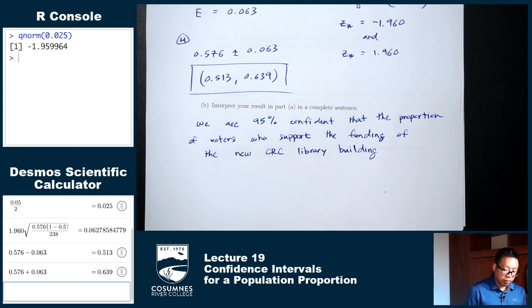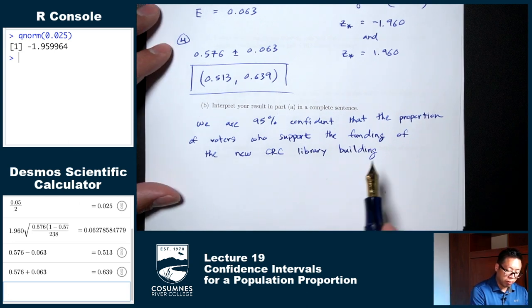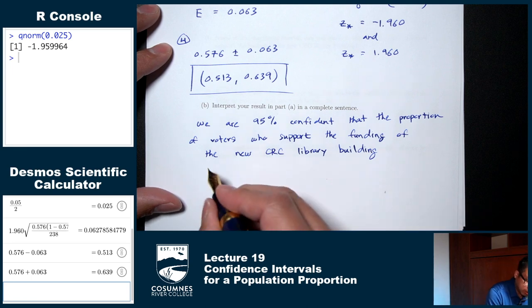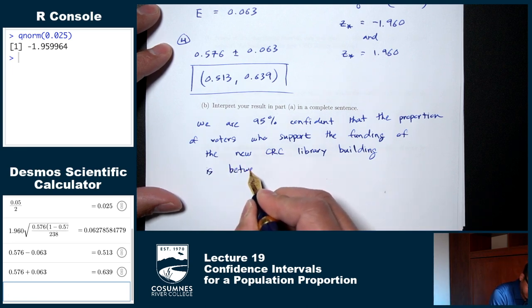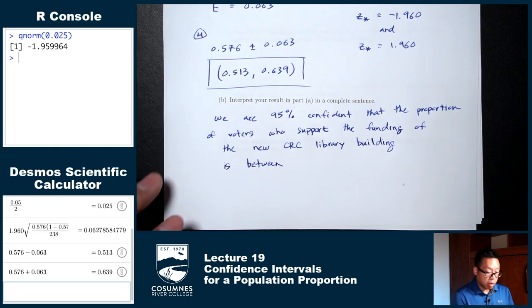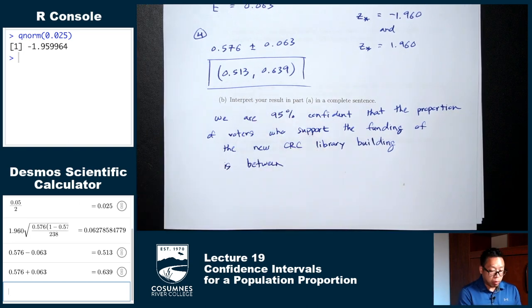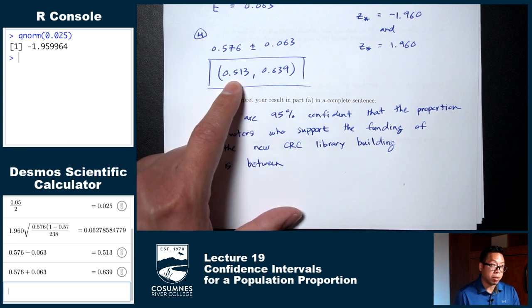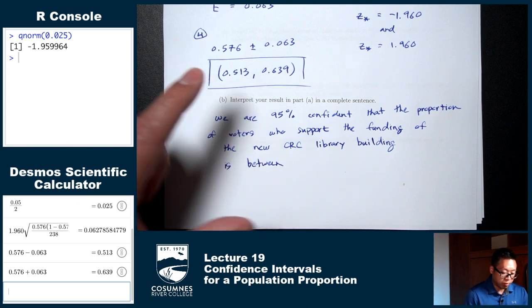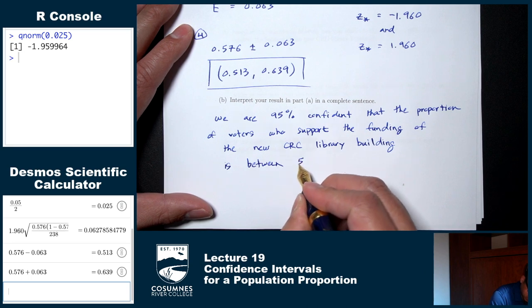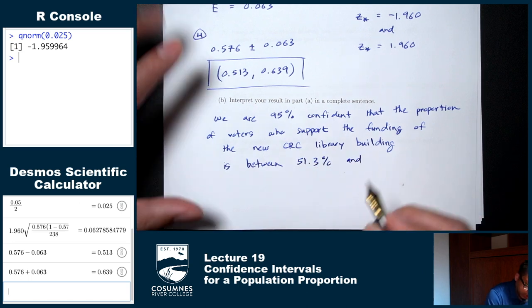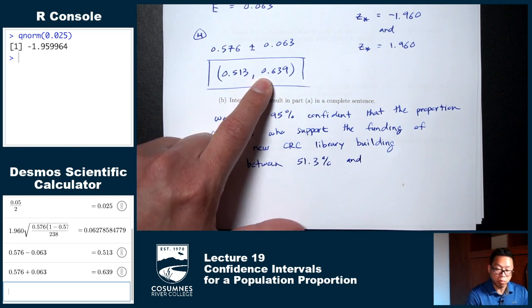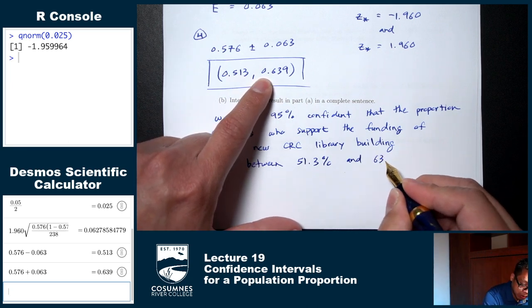Okay, we are 95% confident that the proportion of voters who support the funding of the new CRC library building is between... And then you're going to state your confidence interval. But when you write the sentence, I want you to convert it to a percent. So 0.513 as a percent would be 51.3%, and 0.639 as a percent would be 63.9%.